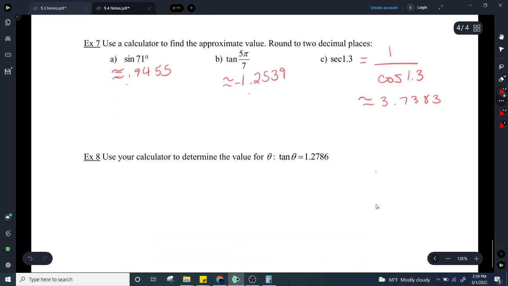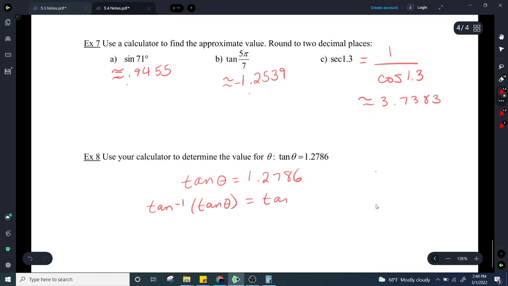All right, and then the last question, number 8, we're working backwards. So make sure you're clear on the difference in this question to the previous question. This time, they want you to find the angle whose tangent value is 1.2786. They're giving you the value. They're asking you to find the angle. And what we're going to do is use something called the inverse. We'll talk more about inverse functions later in the chapter. But for now, think about it this way. If I have the equation tan theta equals 1.2786, if I want to get rid of the tangent, I would take what's called the inverse tangent of both sides.